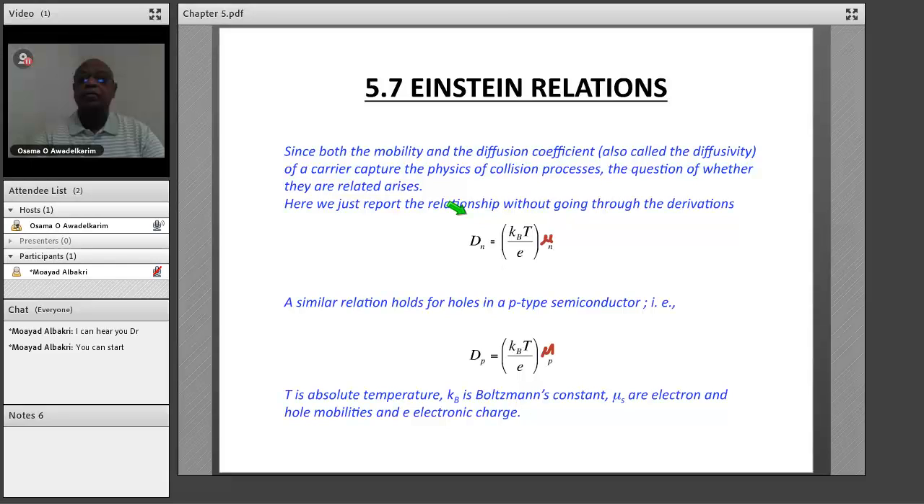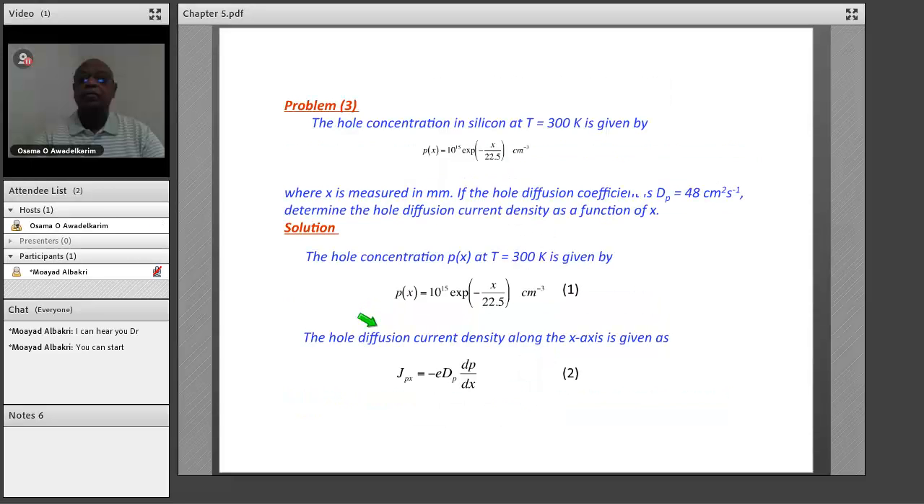So there is a relationship between the electron mobility and the diffusion constant of electrons in a semiconductor. They are proportional to one another. Similarly, there is a relationship between the diffusion coefficient of holes and the mobility of holes in the same semiconductor. They are proportional to one another via temperature, and so these are the relationships that connect the two.